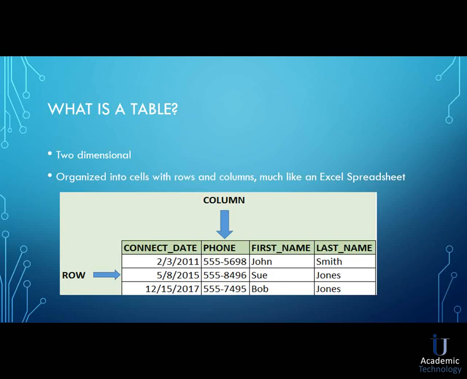Rows are unique and go straight across. So the connect date, the phone, the first name and last name make up, for example, Sue Jones, the entity that is Sue Jones, and the columns would be her attributes.